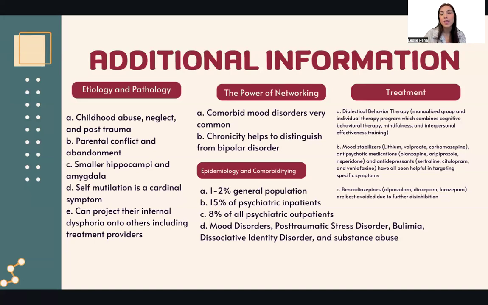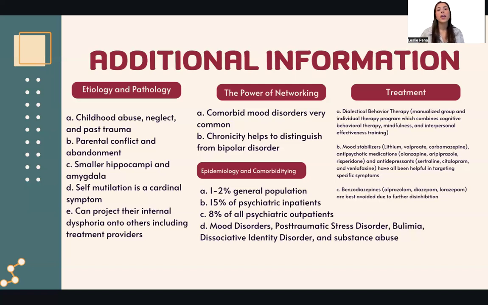The etiology or pathology: childhood abuse, neglect, or past trauma, parental conflict, and abandonment, smaller hippocampi or amygdala. Self-mutilation is a cardinal symptom, and they can project their internal dysphoria onto others, including treatment providers. So I've heard that these are people that are a little hard to deal with because you have to constantly be on for them. And again, like I said, their mood could fluctuate. So just some things to look out for.